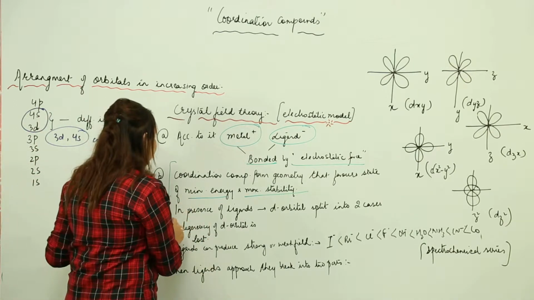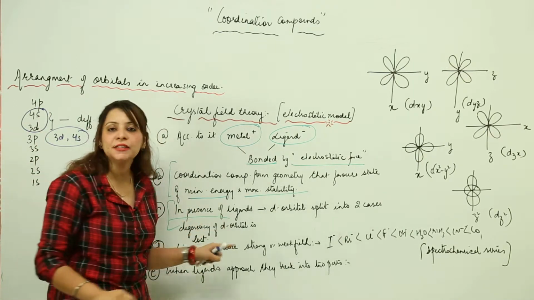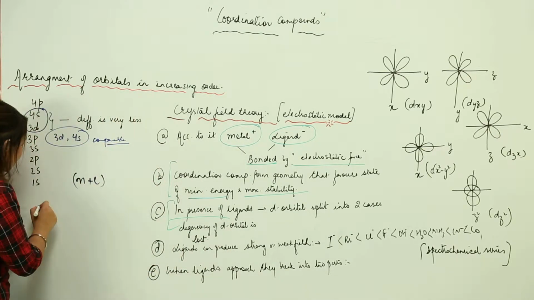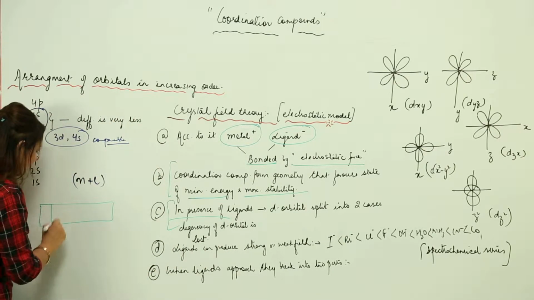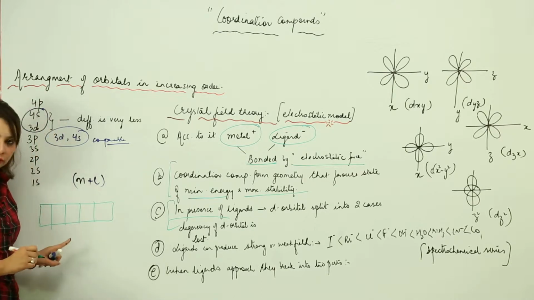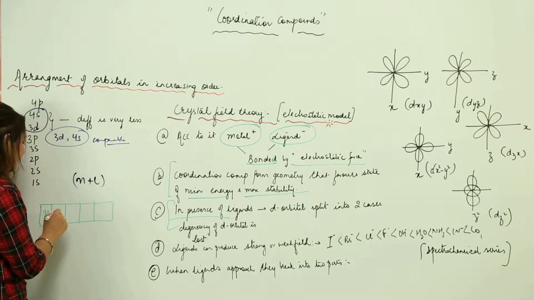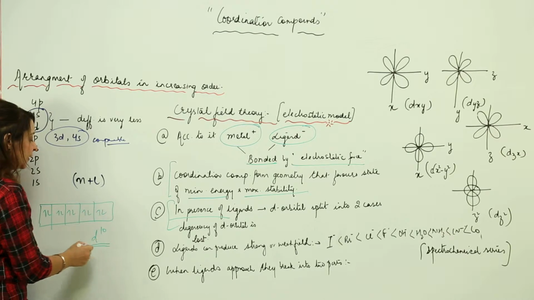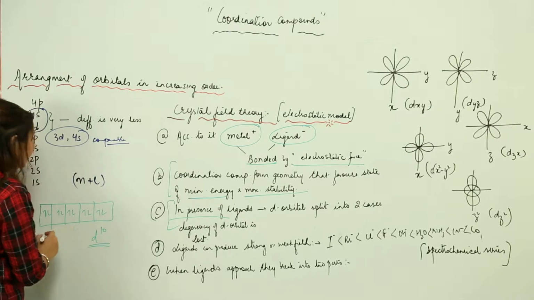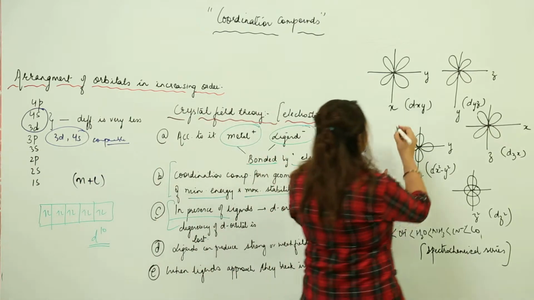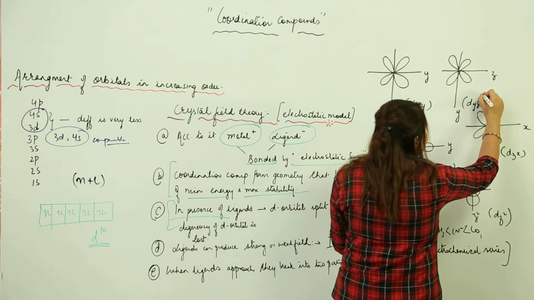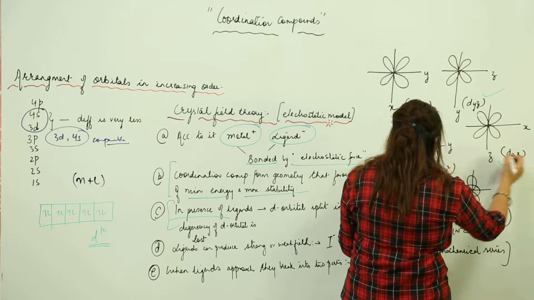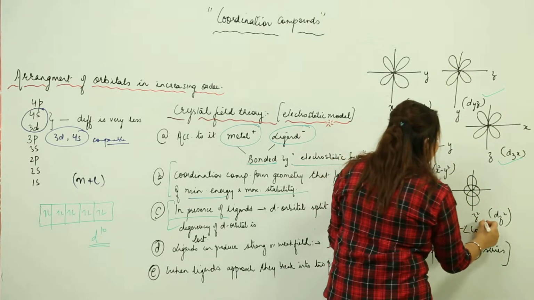Before starting this point, I would like to tell you one thing. You know that the d subshell has 5 orbitals, which means the maximum electrons it can accommodate is 10. And if we talk about the names of the orbitals, I have already drawn them for you. We have dxy, dyz, dzx, dx square minus y square, and dz square.